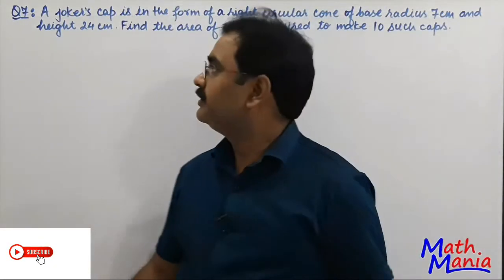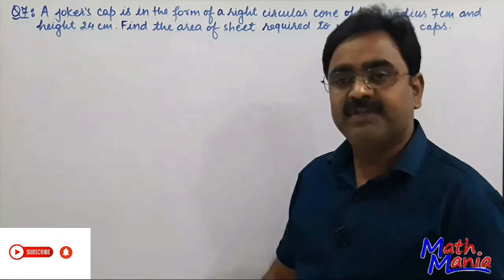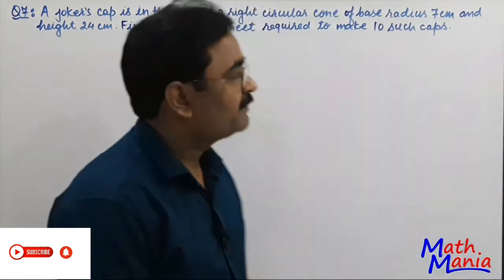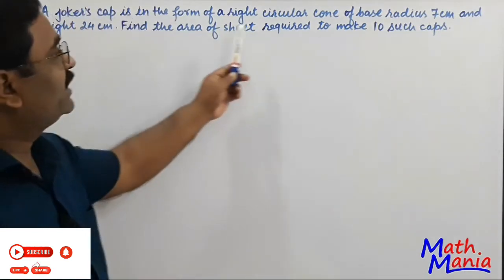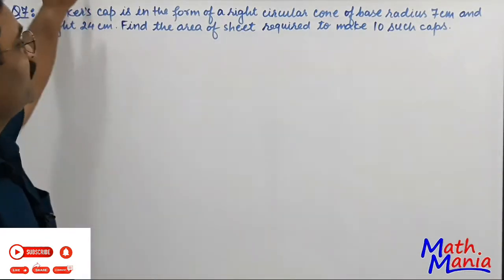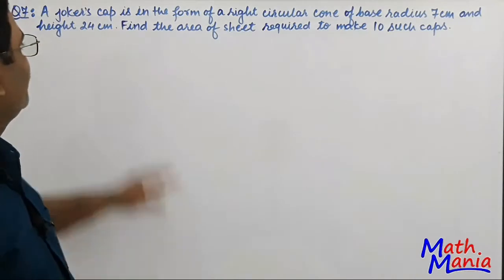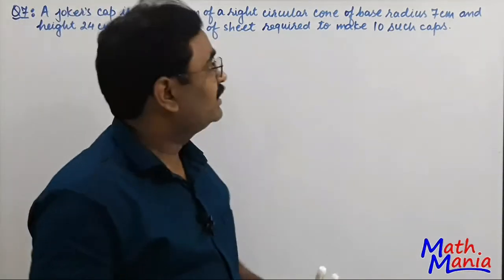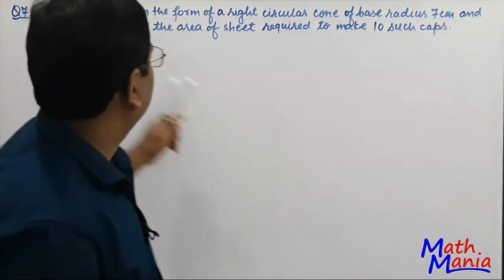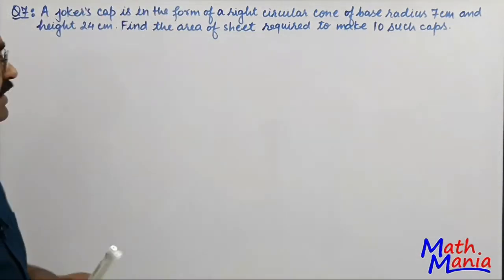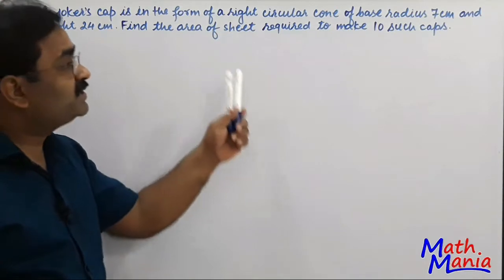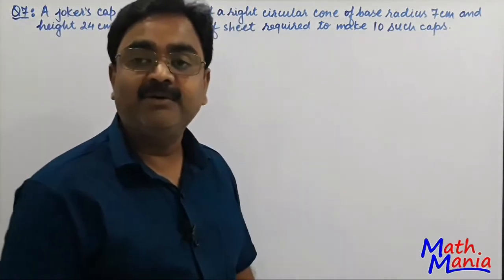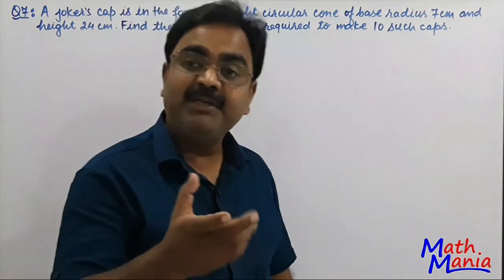Okay friends, so let's see question number 7 of the same exercise 13.3. In this it is given that a Joker's cap is in the form of a right circular cone of base radius 7 cm and height 24 cm. Base radius is given 7 cm and height h is given 24 cm. Find the cost of sheet required to make 10 such caps. Means we have to find out the cost of sheet to make 10 caps.